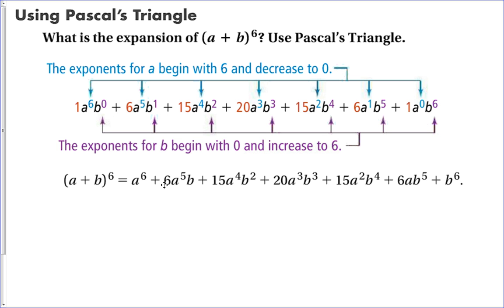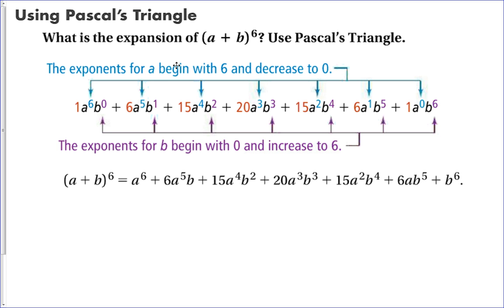a to the 6th plus 6a to the 5th b, plus 15a to the 4th b squared, plus 20a cubed b cubed, plus 15a squared b to the fourth plus 6ab to the fifth plus b to the sixth. So, as you can see, you just use the 6. The binomial theorem says go to the sixth row of Pascal's triangle, and you're going to take those numbers, so 1, 6, 15, 20, 15, 6, and 1, if you look back at your Pascal's triangle.